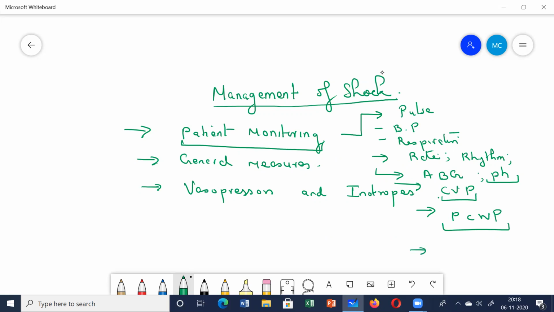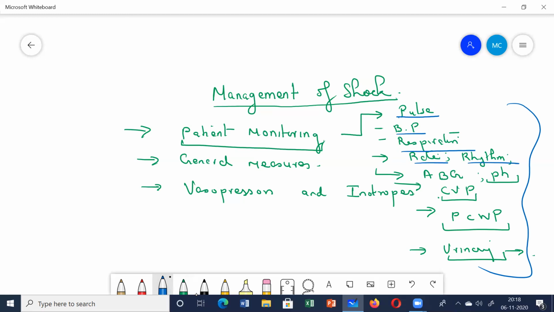And we also do urinary catheterization. We measure the hourly urinary output. And last, optional, is arterial catheterization for measuring the arterial pressure. Anyhow, that's optional. So these are the main things which you have to do in patient monitoring. As I have written down, you can see here: pulse, blood pressure, respiration, heart rate, rhythm, ABG, pH, CVP, pulmonary capillary wedge pressure, and urinary output. The wedge pressure is seen if the patient has cardiogenic shock, and these measurements guide us for fluid replacement. So this is your patient monitoring.